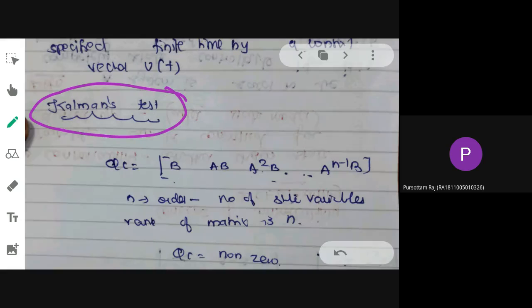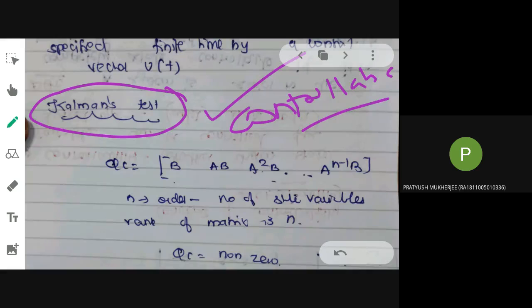What is the name of the method? What is the name of the test? Kalman's test. So as per Kalman's test, if you want to prove whether a system is controllable, you will be given one system in terms of ABCD matrices or state equation and output equation. So from that, how will you prove that the system is controllable by using Kalman's test? What is the formula for it? Come on, see the slide and tell me the formula.